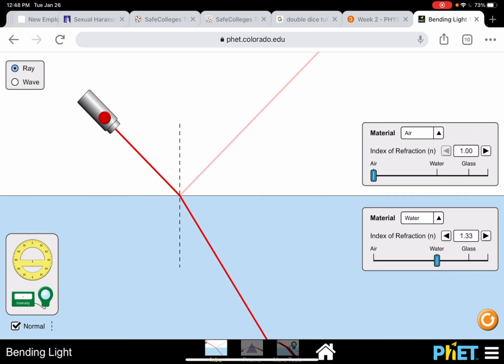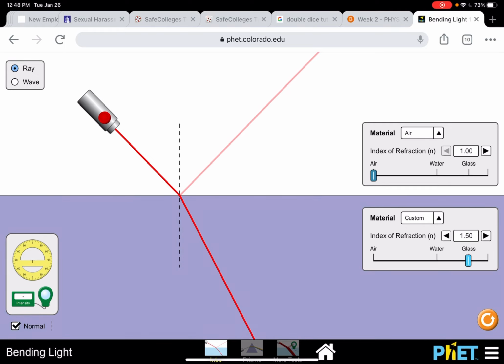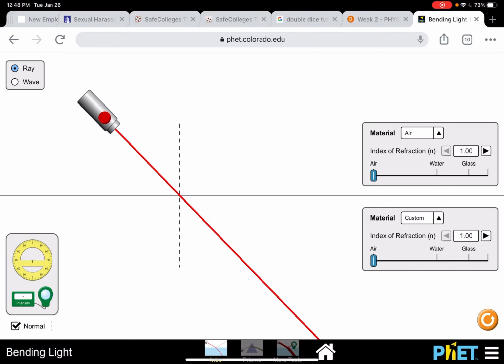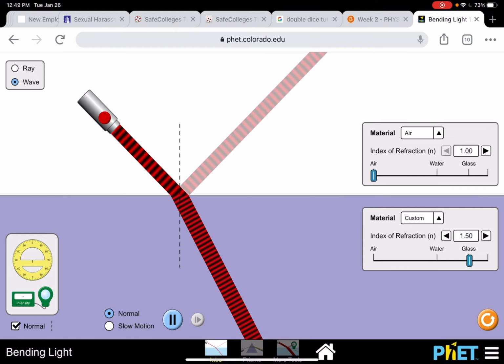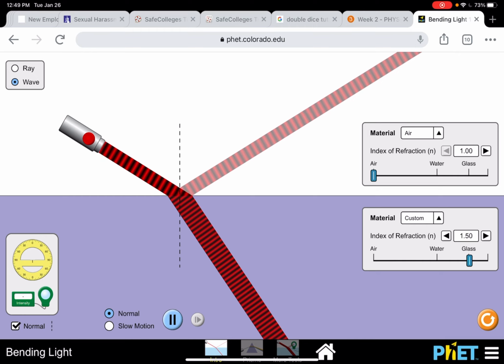On the top, the white is air, and the bottom, the blue, is water. As the index of refraction increases, it is bent more and more toward the normal. As it decreases, it's bent less toward the normal. And if it is the same index of refraction, it doesn't move at all. There is something interesting occurring on top of this, and we can see that in the next idea. But let's look at the wave representation here, because I think that's pretty helpful to understand too.